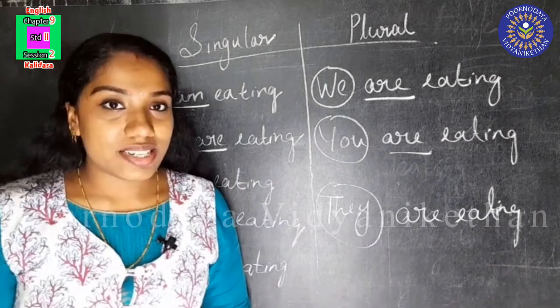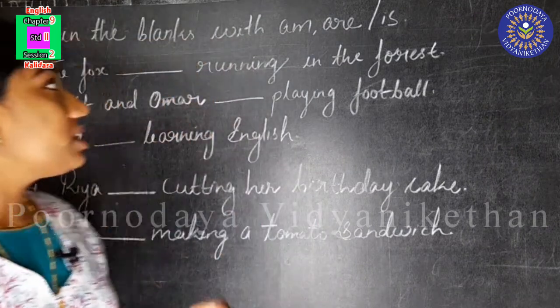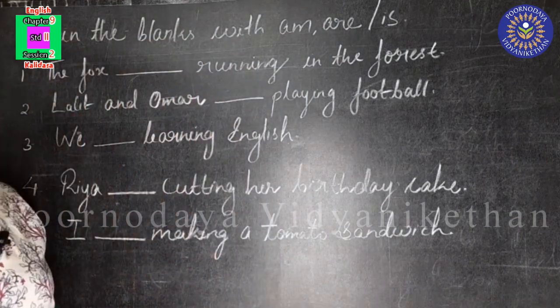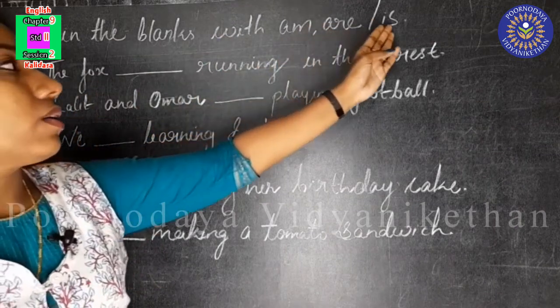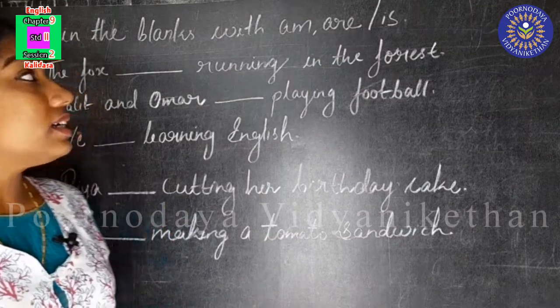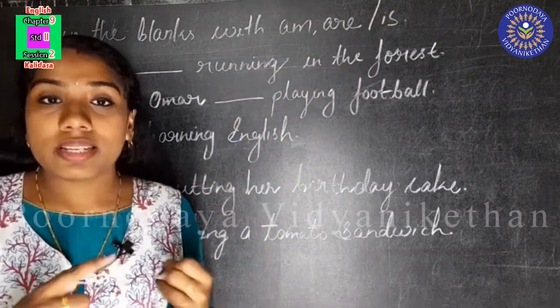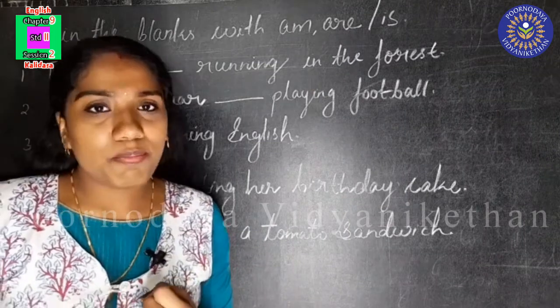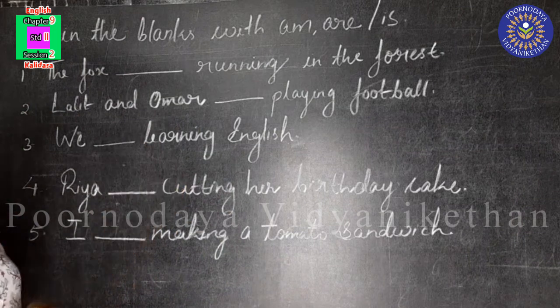Did you understand, children? Now, look here, children. This is activity C1B in your textbook. Fill in the blanks with am, are, or is. So, we learned am, are, and is. We learned about singular forms and plural forms. Now, look here, children. We are going to fill in the blanks.